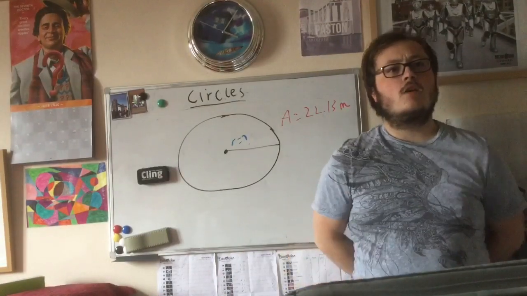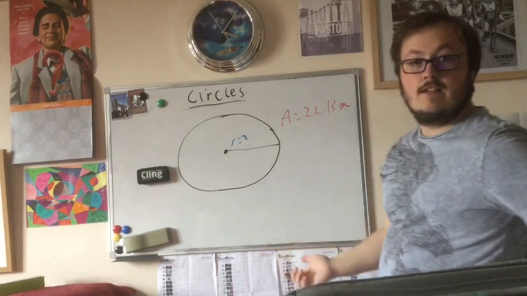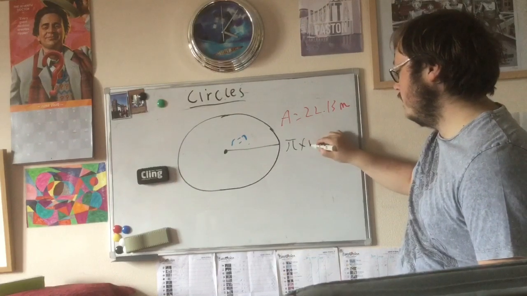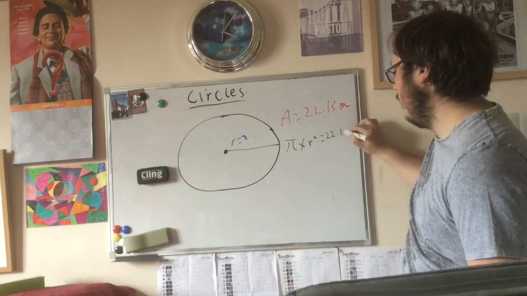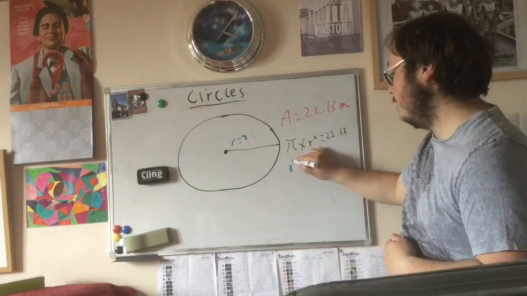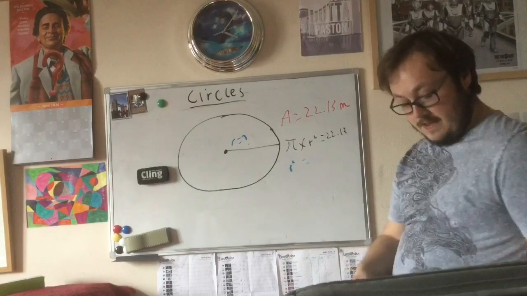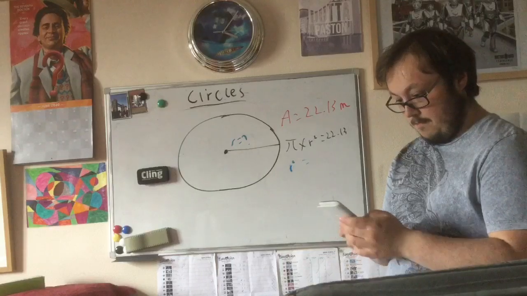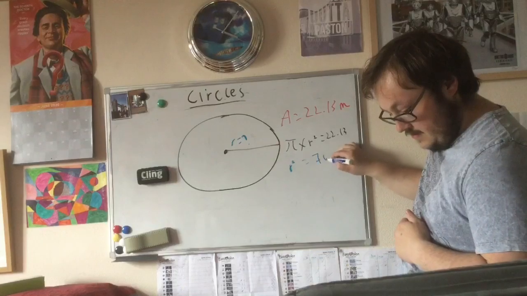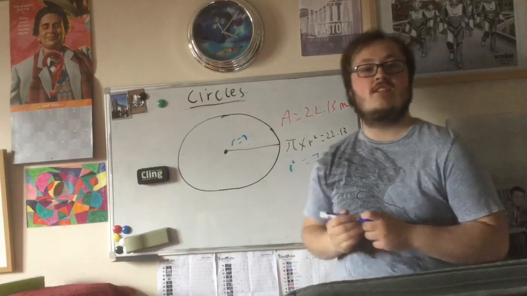What about ones where we don't know what it is in terms of pi? We have it to 2 decimal places. Well, I tend to write the formula out. So I do pi times the radius squared equals 22.13. Then to find out what the radius squared is, I divide both of these terms by pi. So I divide 22.13 by pi. And that will get us 7.04 meters. But that's what the radius squared is.